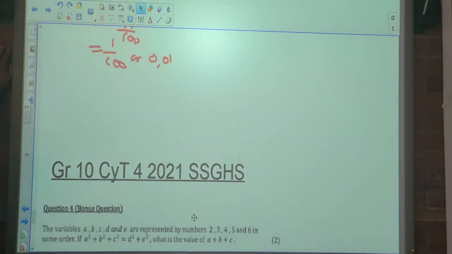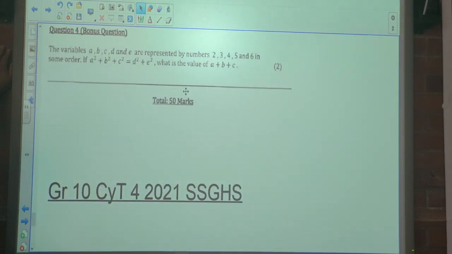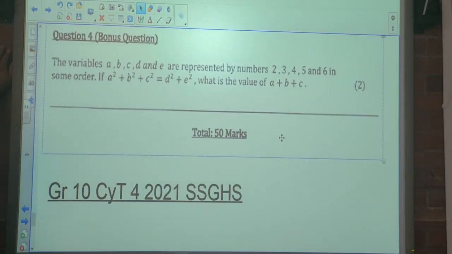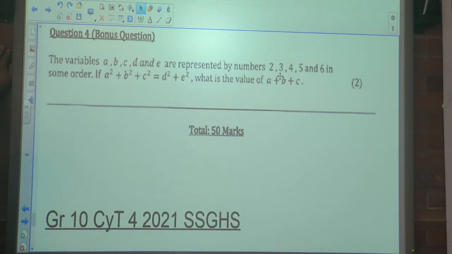People, the last question, the bonus question for this year, was: the variables A, B, C, D, and E are represented by the numbers 2, 3, 4, 5, and 6, in some order. If A squared plus B squared plus C squared is equal to D squared plus E squared, what's the value of A plus B plus C? So this is just a matter of arranging it.